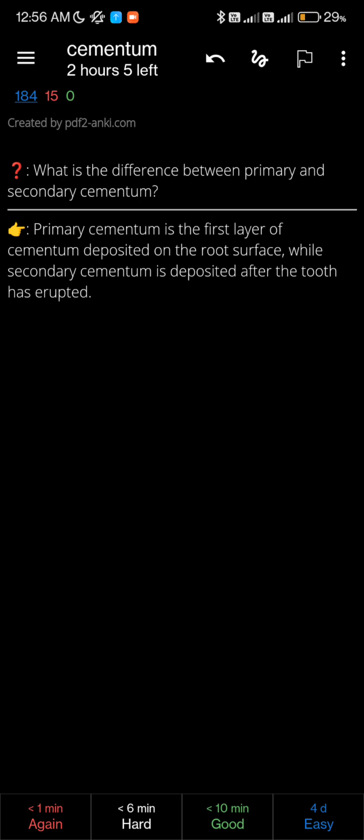So primary cementum is the first layer of cementum deposited on the root surface, while secondary cementum is deposited after the tooth has erupted.